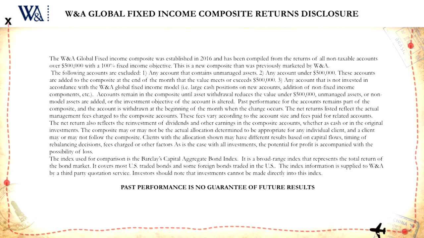The index used for comparison is the Barclays Capital Aggregate Bond Index. It is a broad-range index that represents the total return of the bond market. It covers most U.S.-traded bonds and some foreign bonds traded in the U.S. The index information is supplied to W&A by a third-party quotation service. Investors should note that investments cannot be made directly into this index.